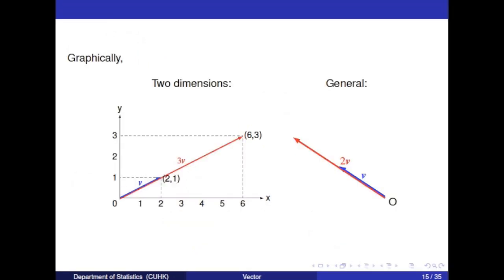Graphically, on the left, the vector V is enlarged 3 times along its direction to be 3 times V, where the starting point does not change. On the right, the vector V is enlarged 2 times along its direction to be 2 times V, where the starting point does not change.